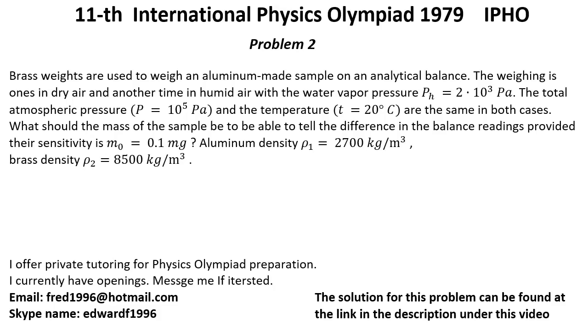Aluminium density ρ1 equals 2700 kilogram per cubic meter. Brass density is 8500 kilogram per cubic meter.